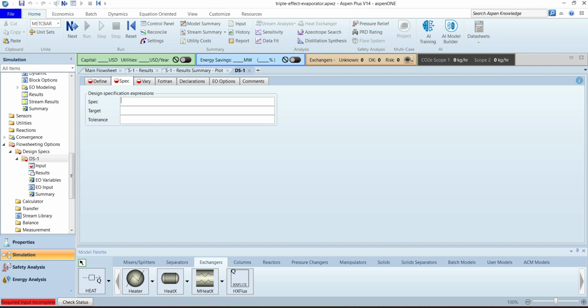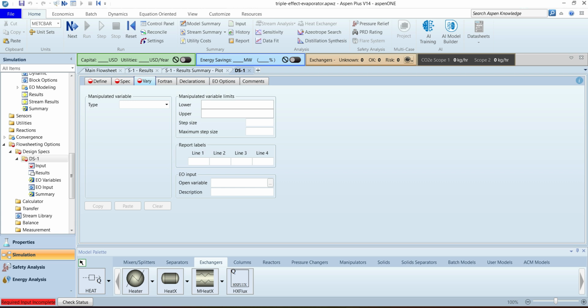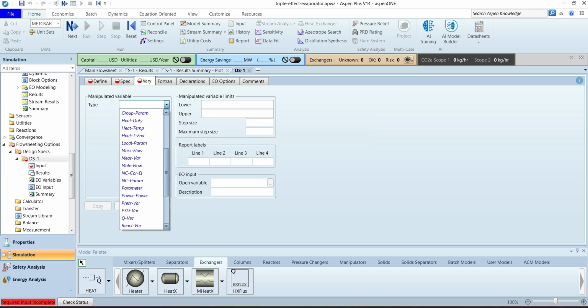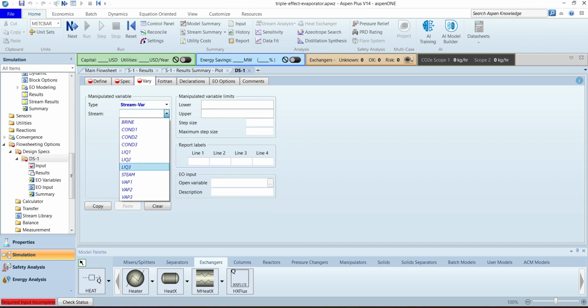Also on the specification, we need to provide the exact objective function name along with the target, and on the vary tab we need to define the variable that we have to use. So the varying or the manipulated variable is the steam flow rate. Let's call the steam variable as the variable. The stream is steam and the variable is the mass flow. We can define the lower limit and the upper limit as the same as of the sensitivity analysis. It's 200 to 500 kilograms per hour.